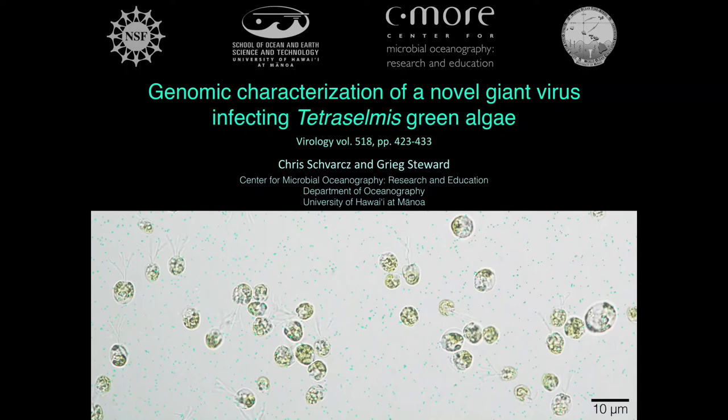So let me unpack that. Genomic characterization, we're looking at the genetic structure of this virus. That's right. It's a novel virus. What does novel mean? Is it because you just found it, or because it's different from anything we ever found before? In this case, it's the first from this family that infects this type of organism.